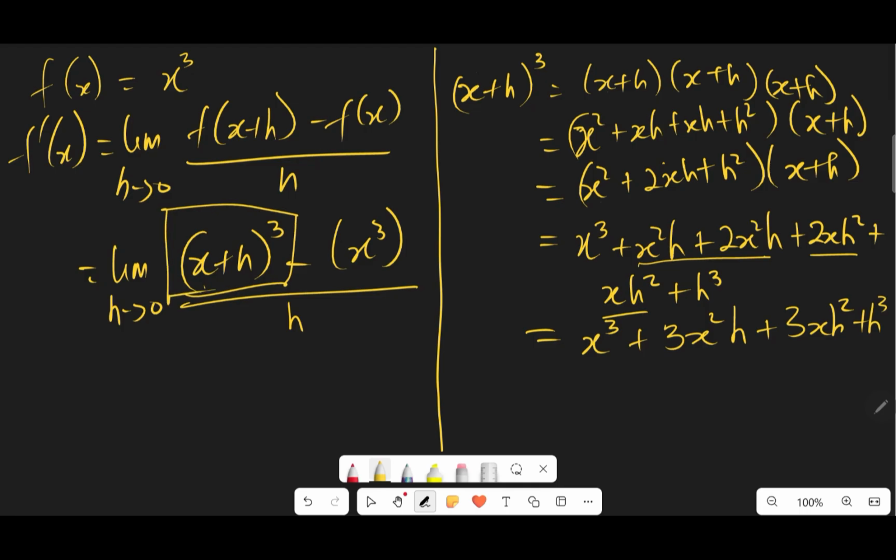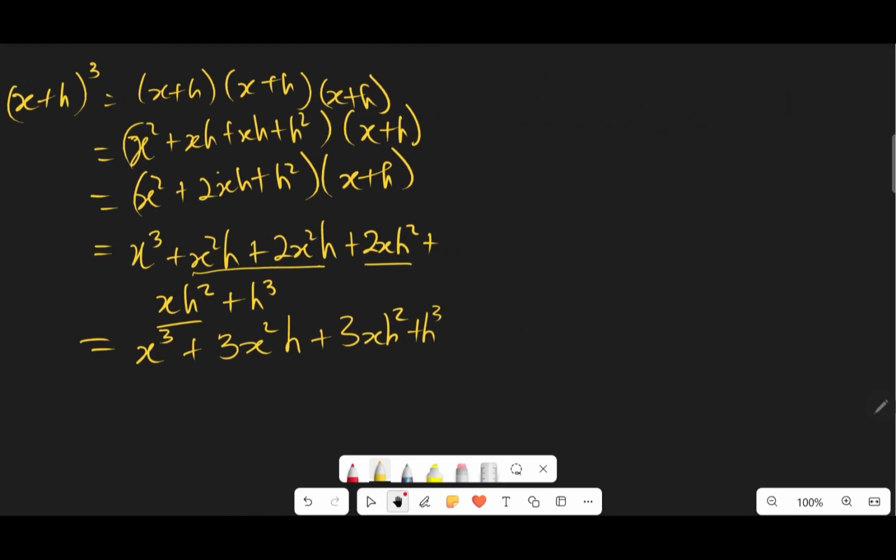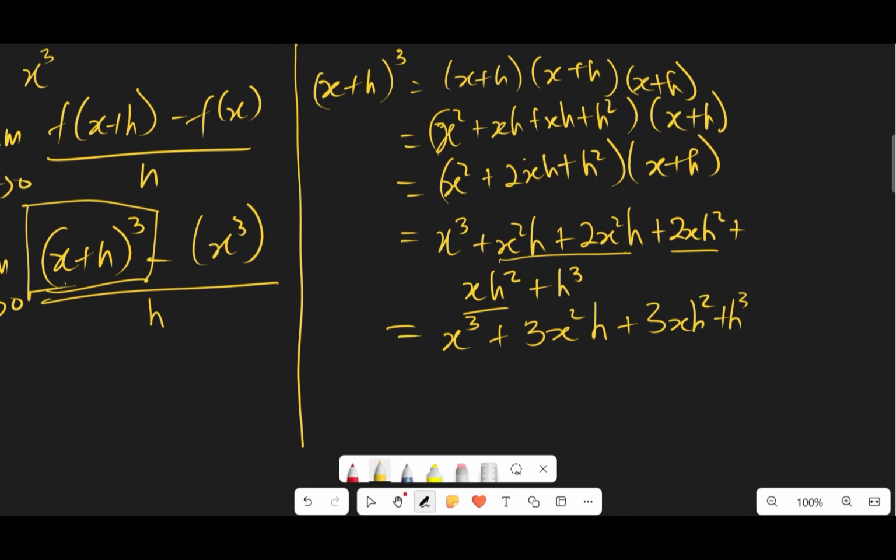We are replacing it with this one, just that one. Is that okay? So let's replace it. So let me continue with it. So this one like this, then we'll continue with minus x cube all over h.